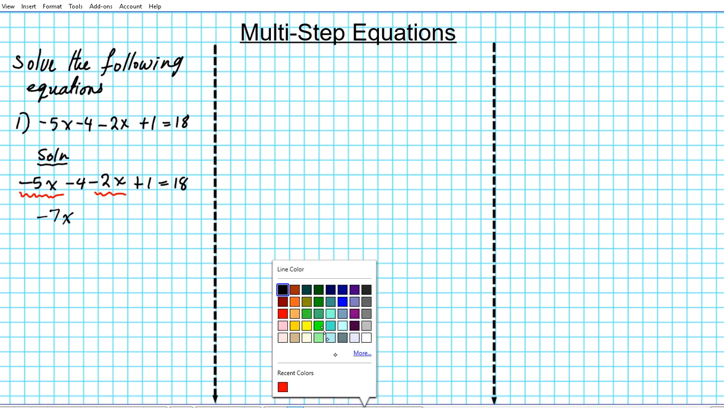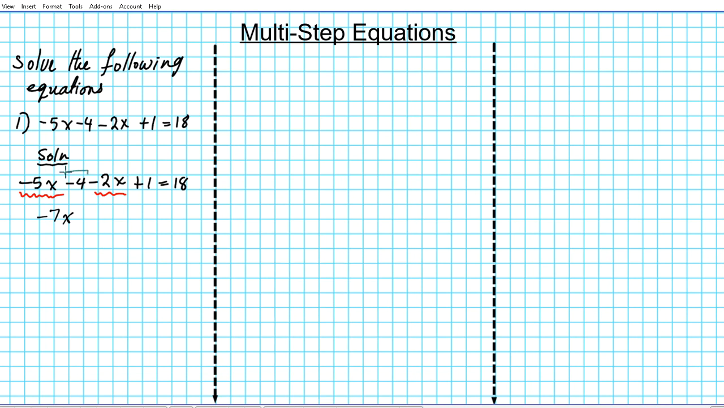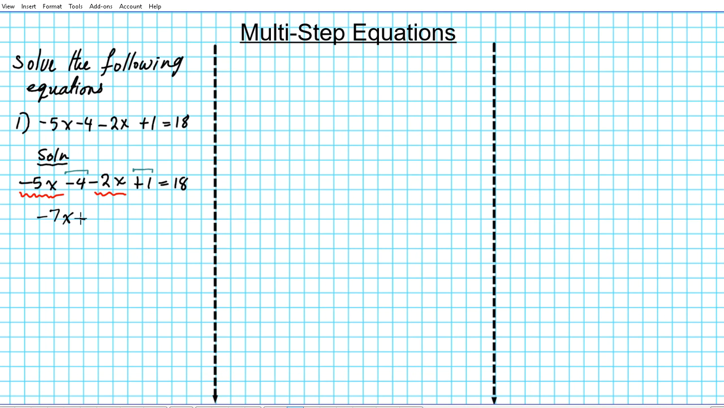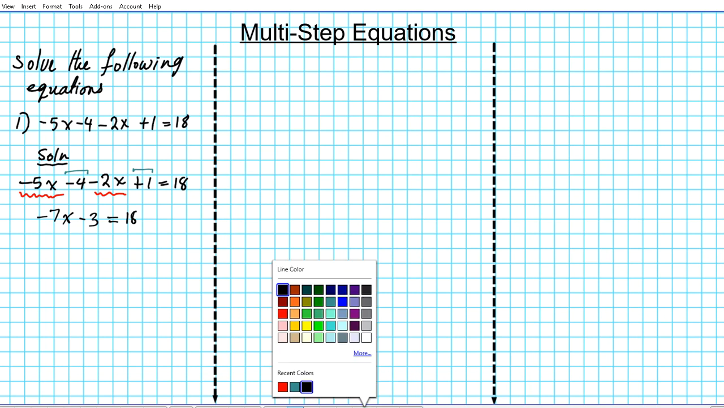Now the constants, namely negative 4 and plus 1, are like terms. We can combine those two. Minus 4 plus 1, you subtract and keep the sign of the bigger, which is negative 3. Equals 18. So we've combined like terms. Now we're going to isolate x. To isolate x, we're going to carry out two steps. First of all, we're going to add 3 to both sides and then divide by negative 7.